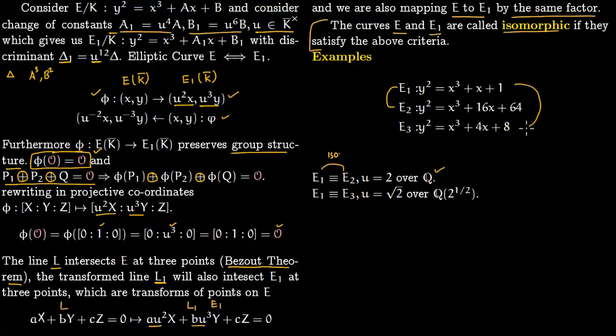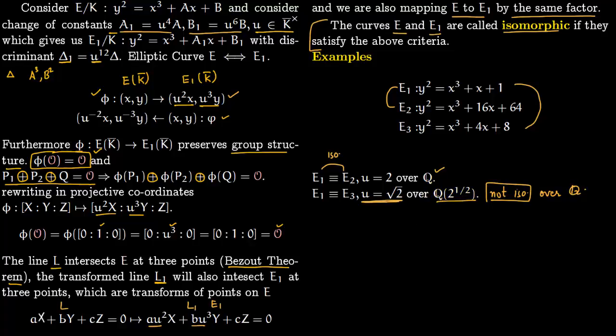Now E1 and E3, where E3 is y square is equal to x cube plus 4x plus 8, these two are isomorphic, but now you take u as root 2. So you can immediately say root 2 to the power of 4 is 4 here. And these are isomorphic over Q adjoined with root 2, so root 2 is added to it. So they are isomorphic over this, but they are not isomorphic over just the rationals. They are not isomorphic over the rationals, but they are isomorphic over the rationals if you join root 2.